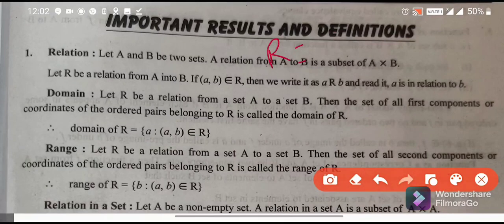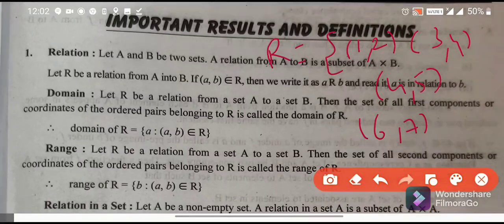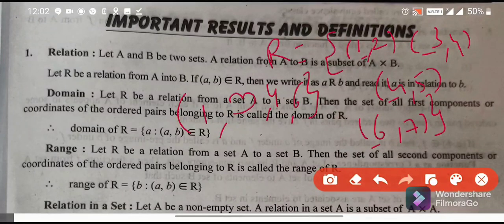For example, if a relation is equal to {(1, 2), (3, 4), (4, 5), (6, 7)}, then domain is equal to {1, 3, 4 and 6}, and range is equal to the second coordinates, that is {2, 4, 5 and 7}.